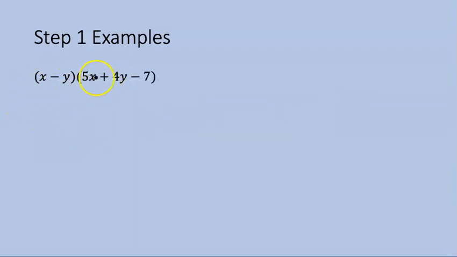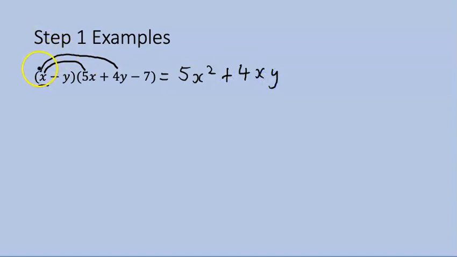Finally, what happens if we've got 3 variables in one of the brackets? Well, you deal with it as before. Deal with the x first. Deal with the first variable first. X times 5x gives me 5x squared. X times 4y gives me 4xy. And then x times minus 7 is minus 7x.